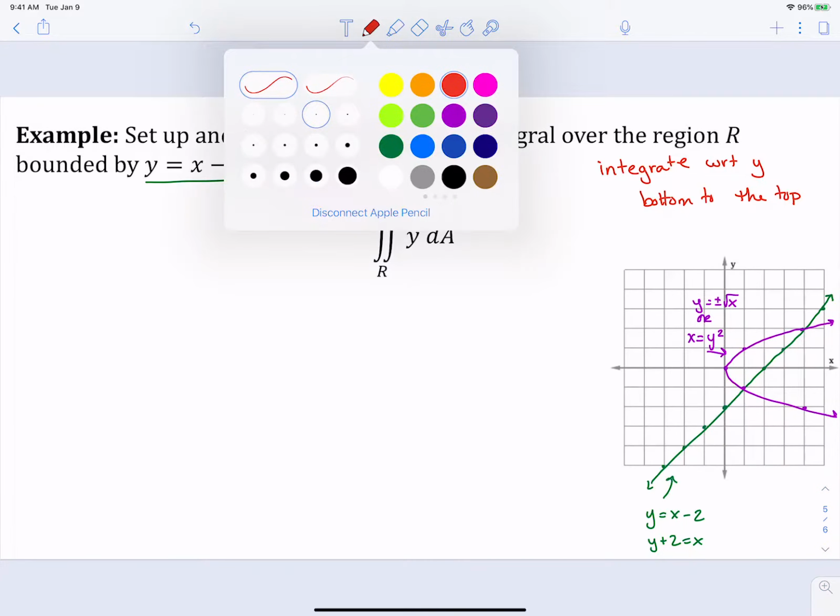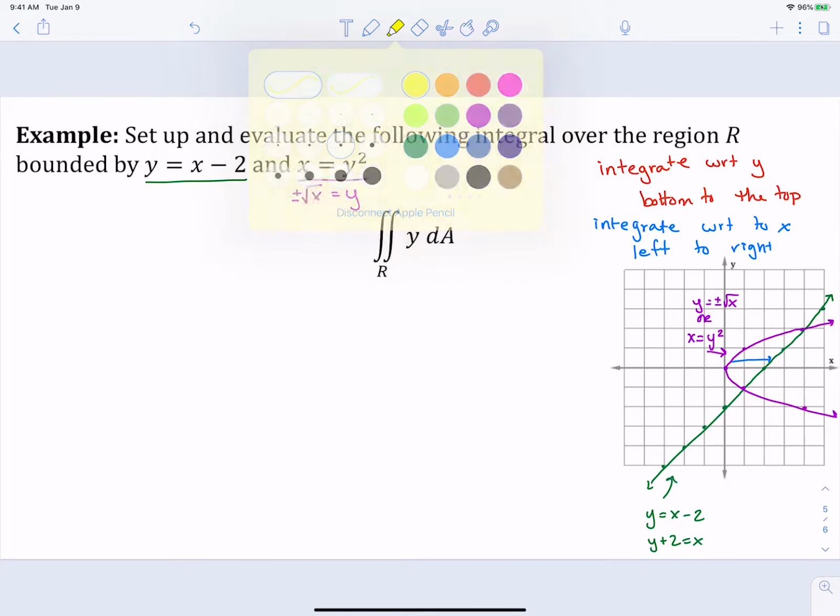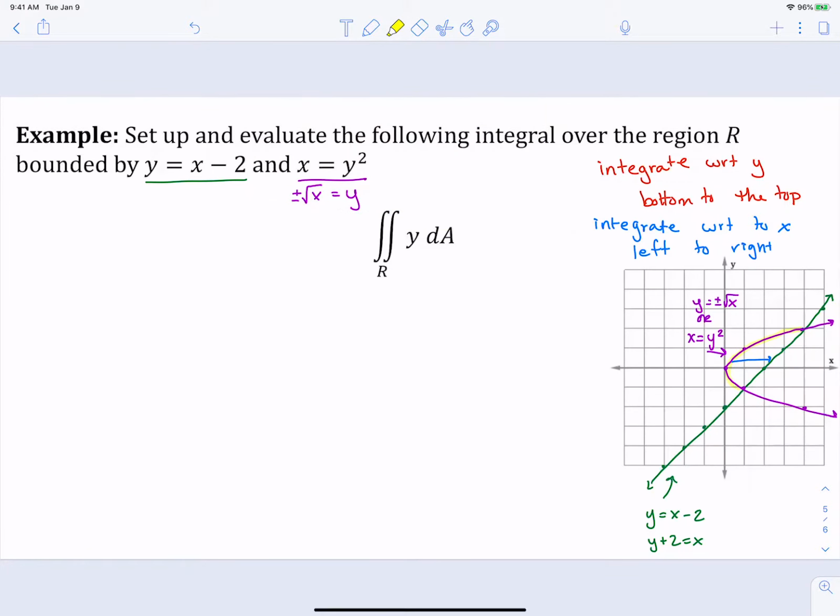So it's going to be easier for us if we set it up with respect to x first and go from the left to the right. Maybe we'll write this down: when we integrate with respect to x, we go from left to right. This purple function right here is always on the left, and our green function is always on the right. So we're always moving from that purple graph to the green graph.